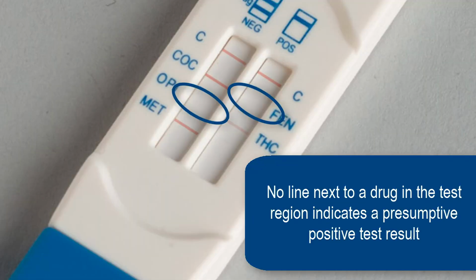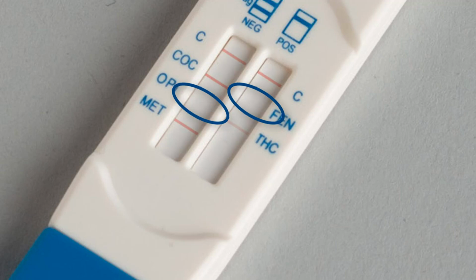If no line appears next to one or more drug indicators, the test is interpreted as a presumptive positive for that drug. Drug Swab has identified the presence of that drug in the sample that was tested. If more than one line is missing, Drug Swab has identified the presence of multiple drugs.